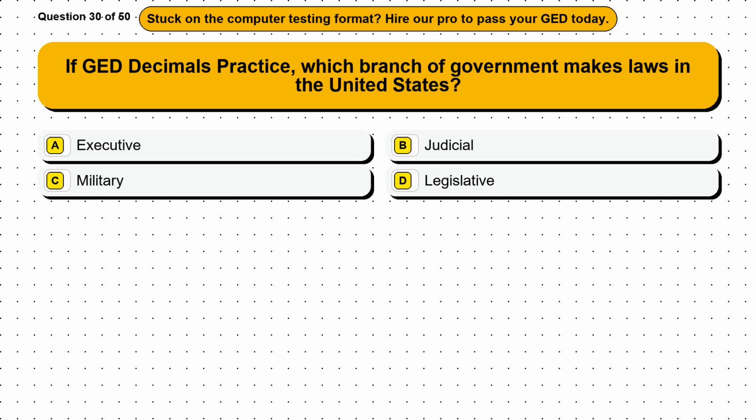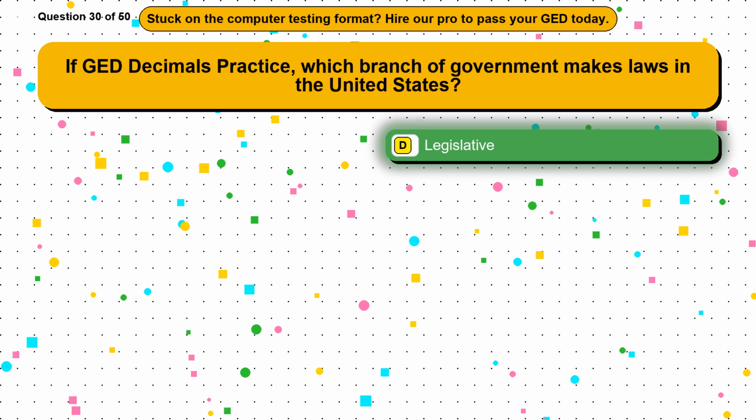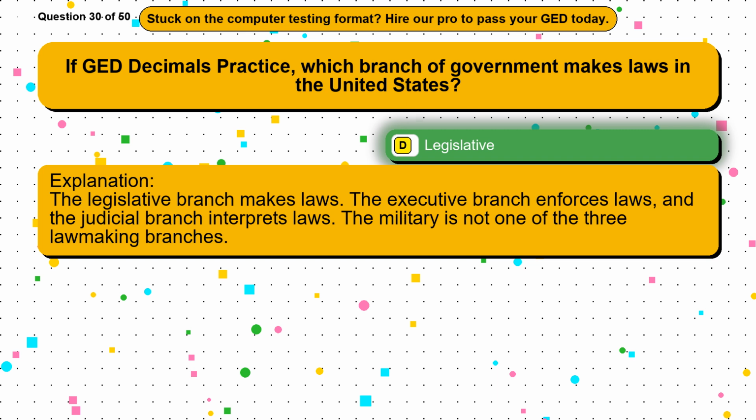Question 30. If GED Decimals Practice, which branch of government makes laws in the United States? Option A executive. Option B judicial. Option C military. Option D legislative. The correct answer is option D. Legislative. The legislative branch makes laws. The executive branch enforces laws, and the judicial branch interprets laws. The military is not one of the three lawmaking branches.